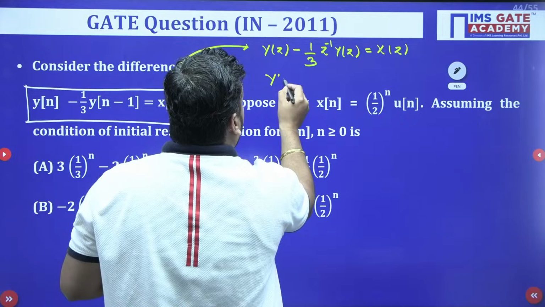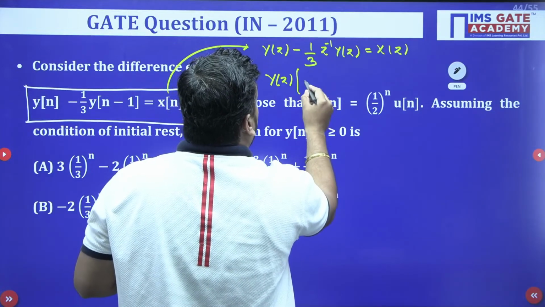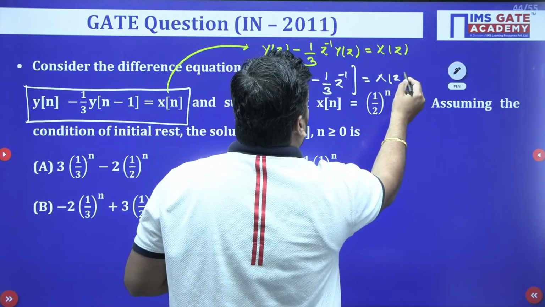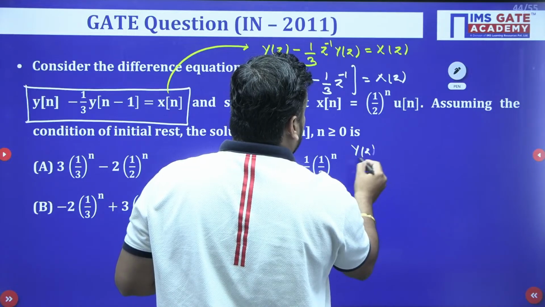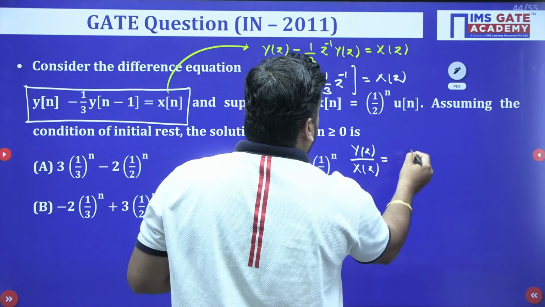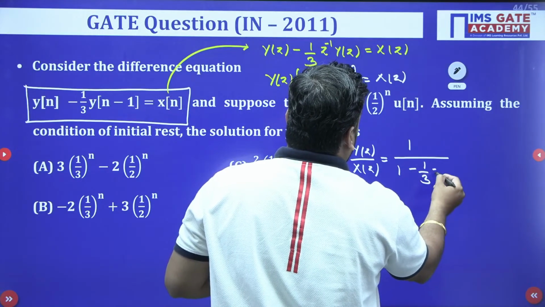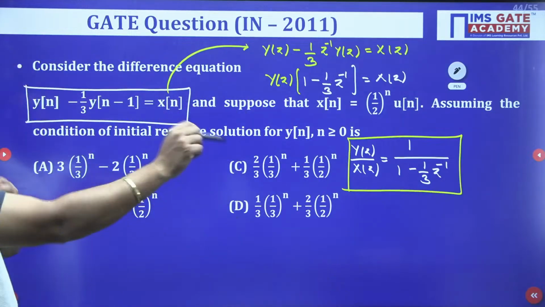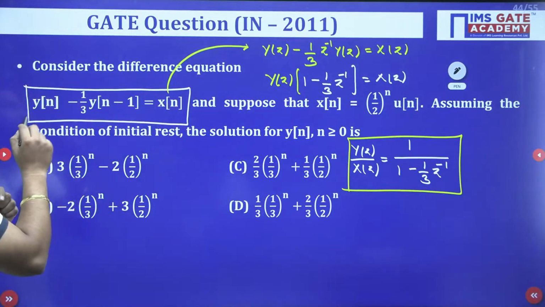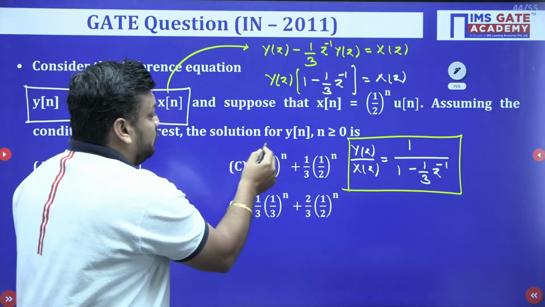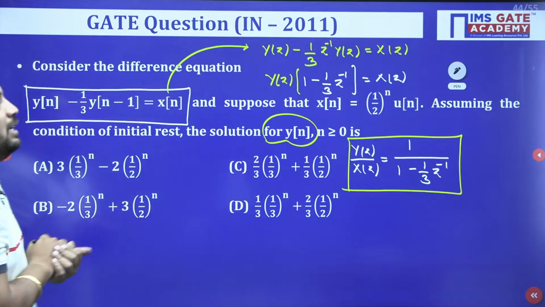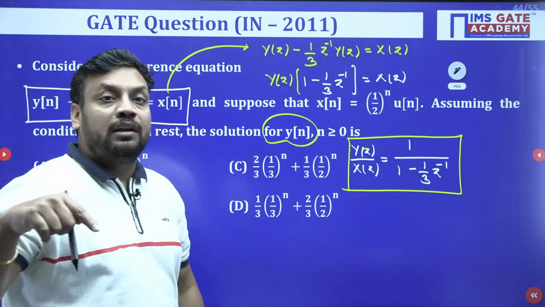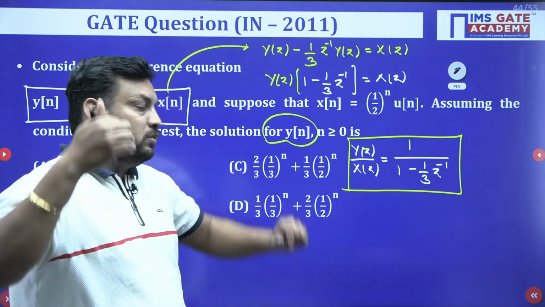If I take Y(z) common, guys, what is left inside the bracket? Inside the bracket 1 minus 1/3 z inverse, and it is equal to X(z). So now what is your Y(z)? Y(z) upon X(z) is equal to 1 upon 1 minus 1/3 z inverse. Now this is your transfer function, but the examiner is asking for the output, the solution for y of n. Y of n is asked, which means first of all you have to calculate Y(z), and after that you need to take the inverse Z transform so that you will get the y(n) value.